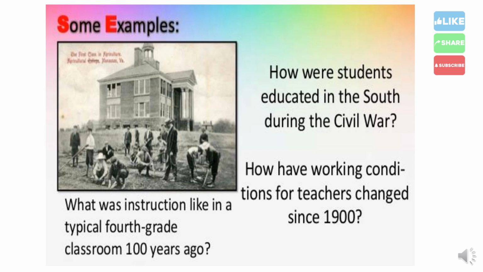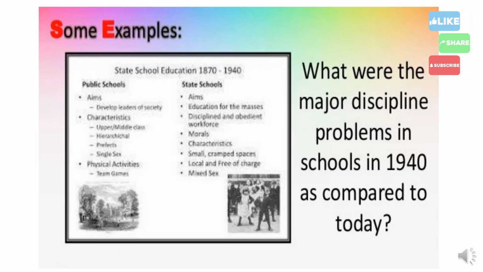Now, there are some examples of historical research. How were students educated in the South during the Civil War? How have working conditions for teachers changed since 1900? What was instruction like in a typical fourth grade classroom 100 years ago? There are other examples too: what were the major discipline problems in school in 1940 as compared to today? So these are all examples of historical research.